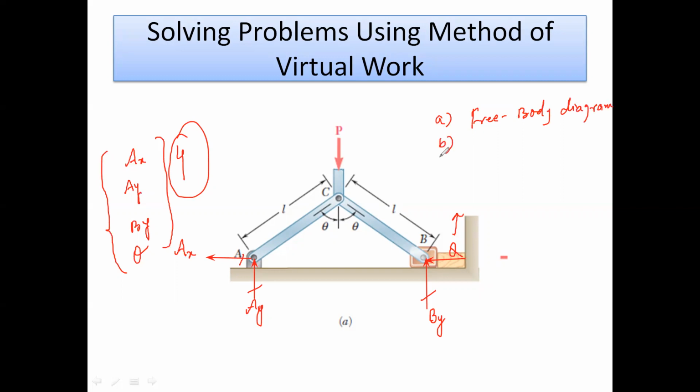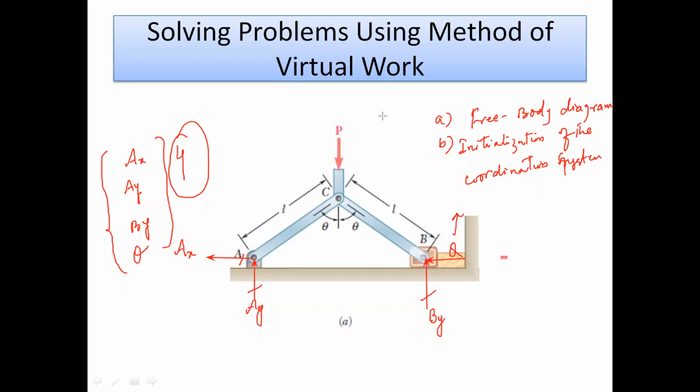Step number two is initialization of the coordinates to the points where the forces are acting, or to the points where you have your center of mass, okay? So it is initialization of the coordinate system. We have to find the coordinates of the points where the forces are acting, fine.